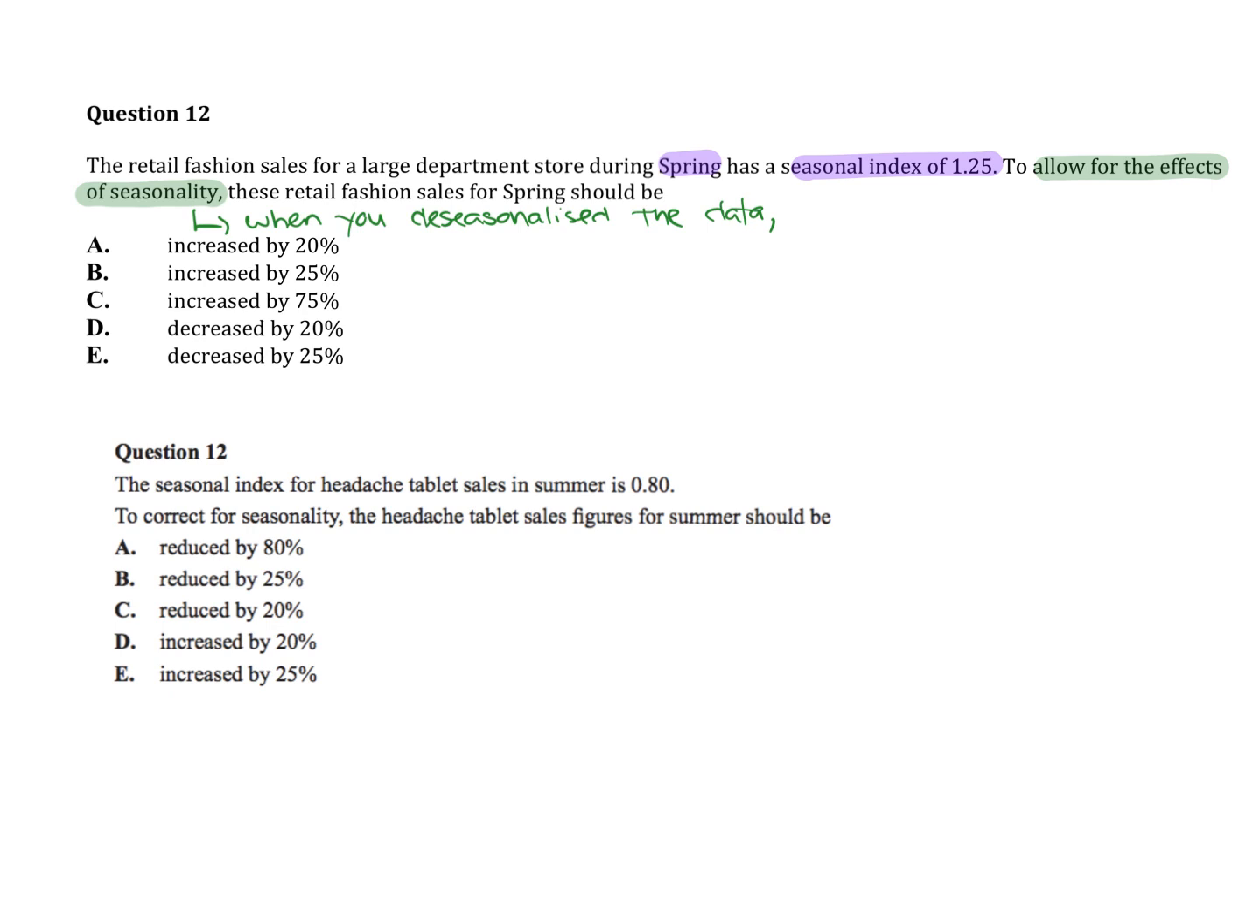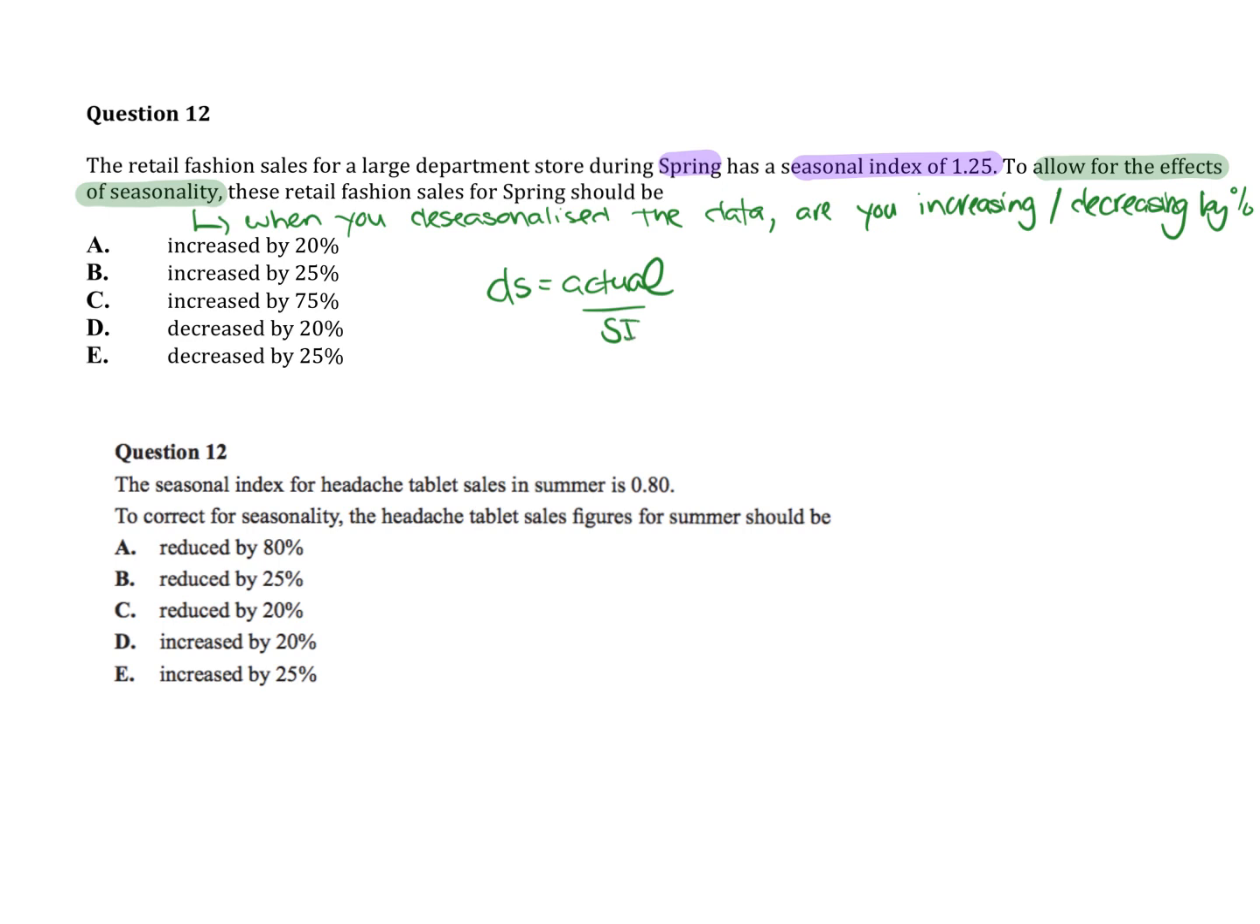So they're saying to allow for the effects. So when you deseasonalize the data, are you increasing or decreasing by a percentage? Okay, so remember we did these yesterday, and I said to you, we're going to make up an actual, and we see what happens. So if you look at the formula for deseasonalize, deseasonalize is actual over seasonal index.